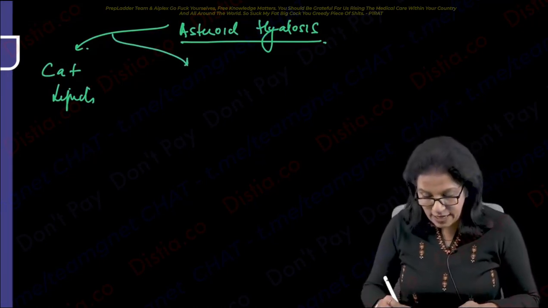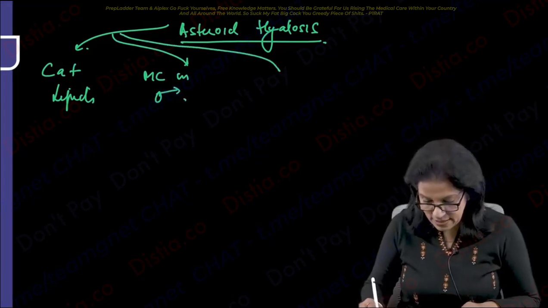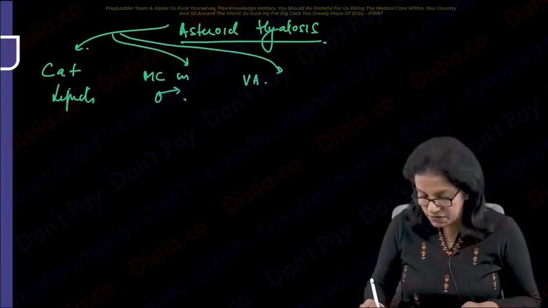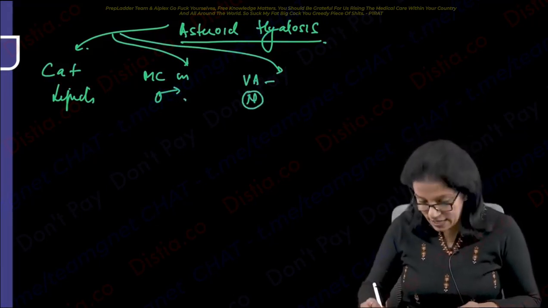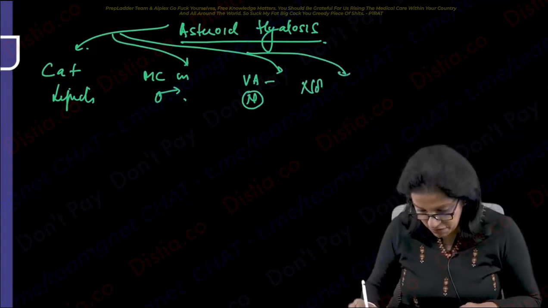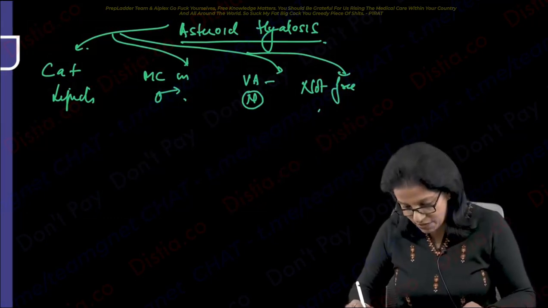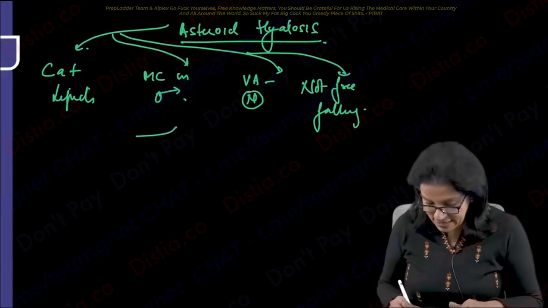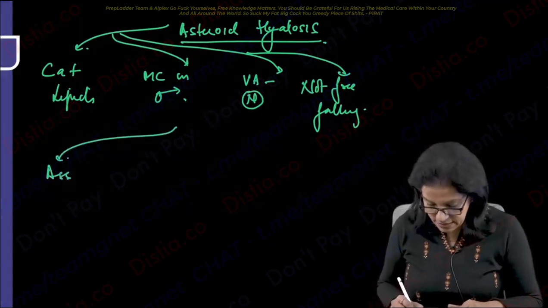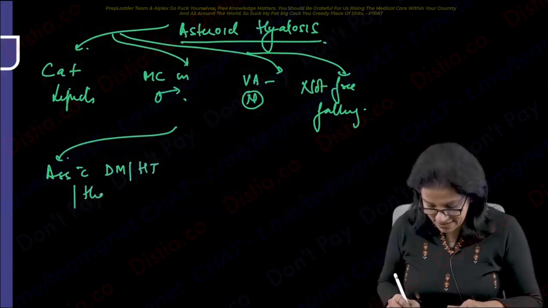Now, it is generally more common in males. It does not affect the vision. Visual acuity is normal. Then it is not free falling. It is just seen to be fixed in the vitreous gel. It is not free falling. Then next, it is associated with diabetes, with hypertension, high cholesterol.